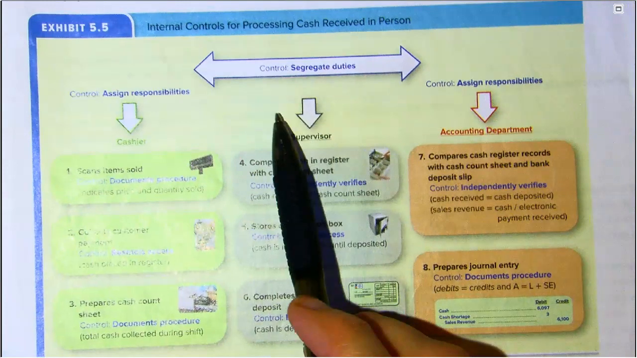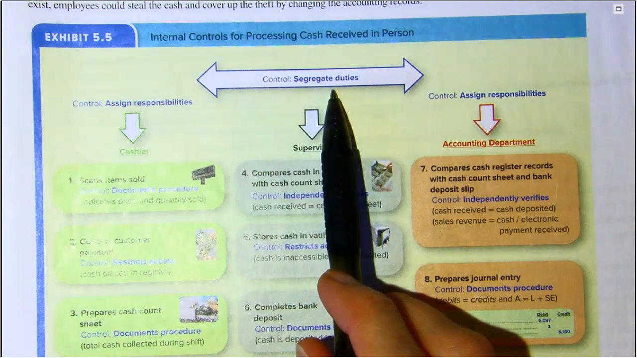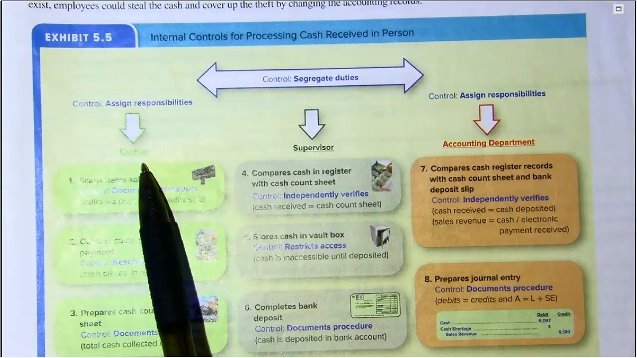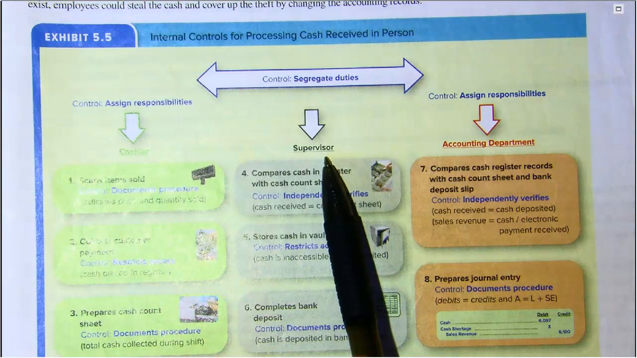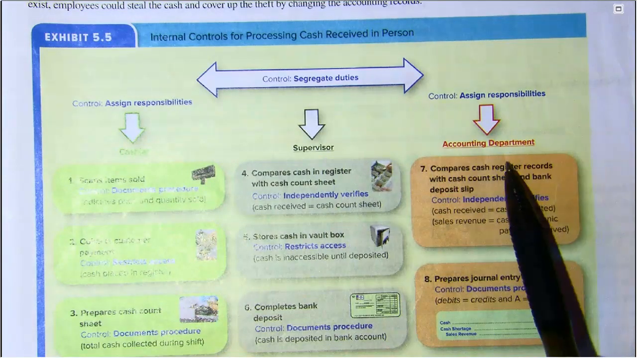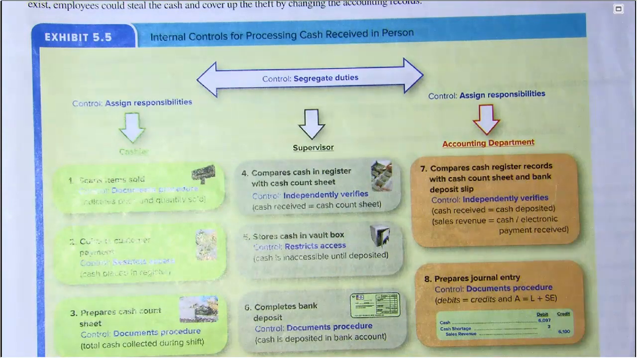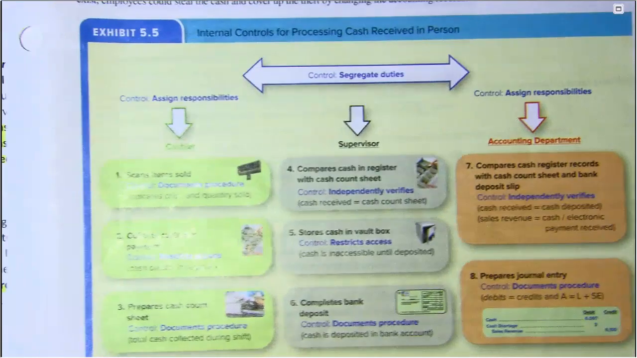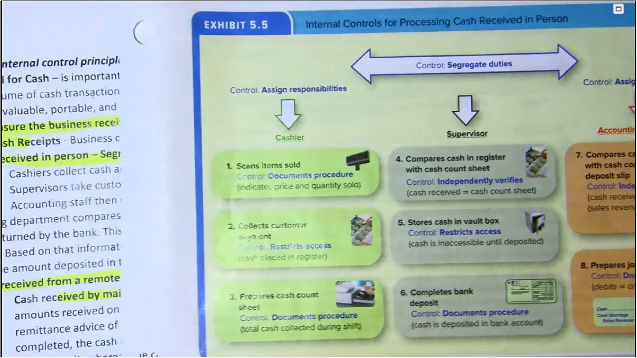So the main control is to segregate duties. So we've got the cashier who's handling the cash and making the sale, the supervisor who's going to be comparing the cash to the records, and then the accounting department who's actually going to be entering the transactions into the accounting system. Okay, so let's take a look. There's less of a shine here.